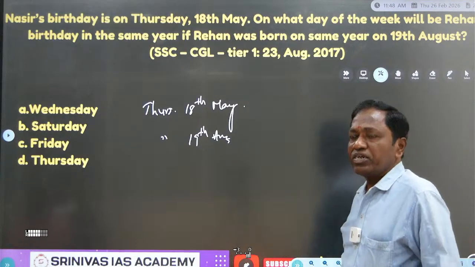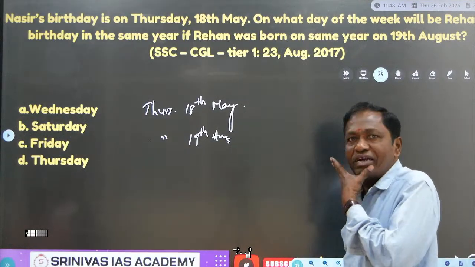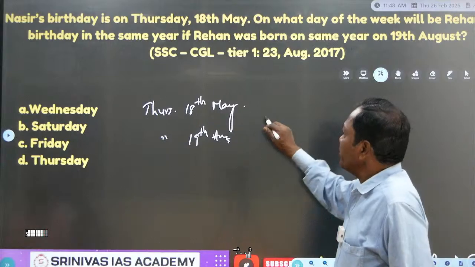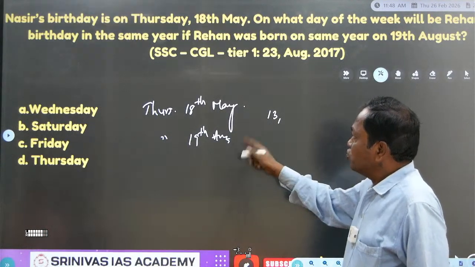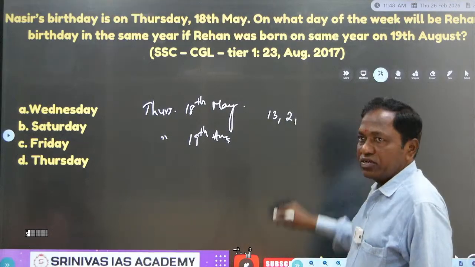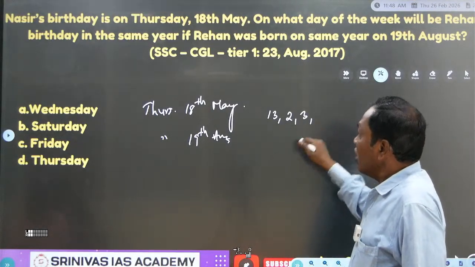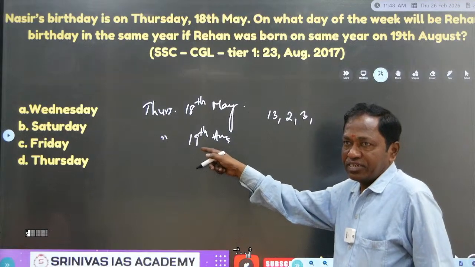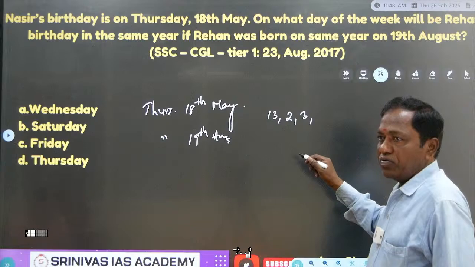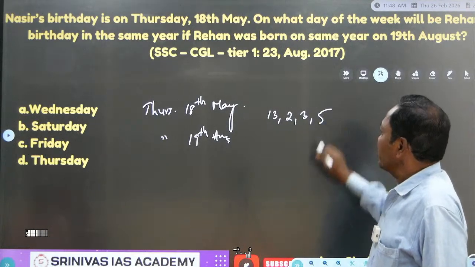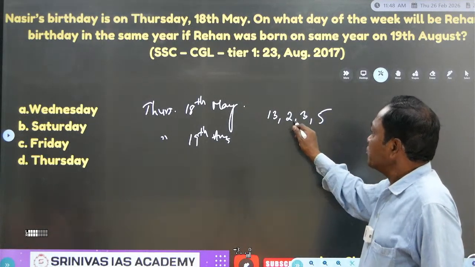What is the size of the month May? 31 days. After 18, how many days are left? 13 days. Right. Next, June, 2 days let us take. July, 3 days. August, 19 days. August 19 means 19 by 7, 2 weeks and 5 days. Take 5. Okay, 13 plus 2, 15.